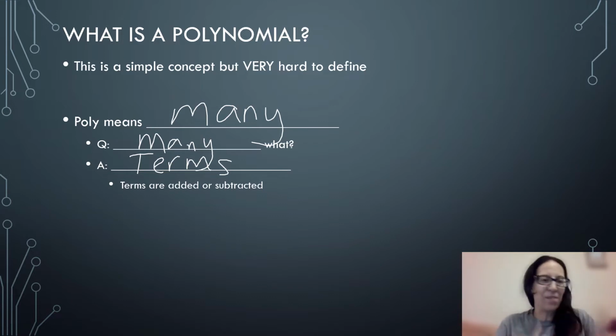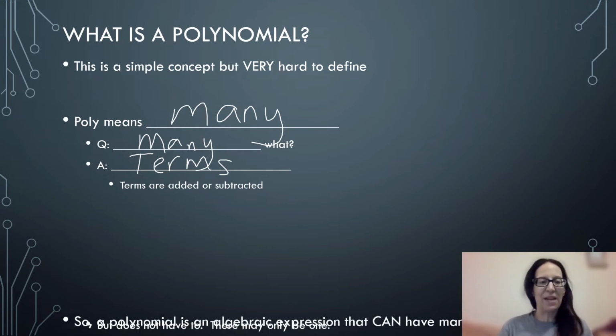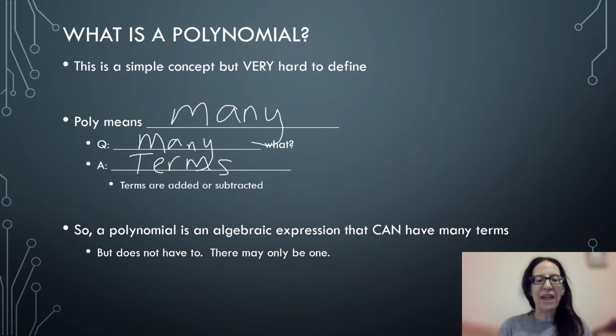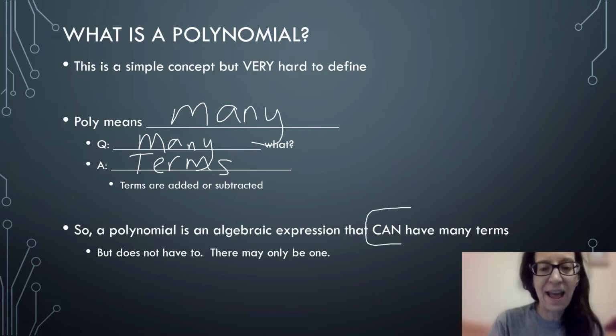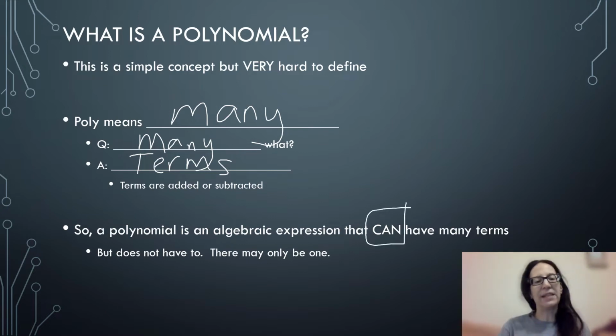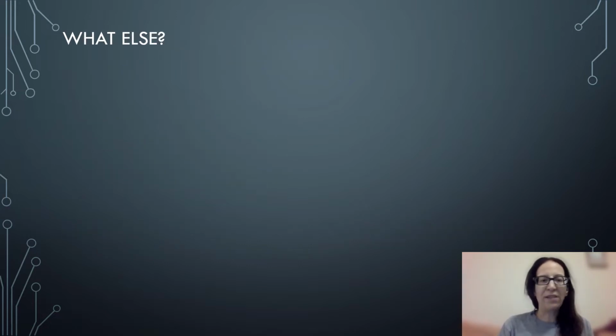Now, there are some other provisions that we have to get in there. A polynomial is an algebraic expression that can have many terms, but I need to point out it does not have to. There may only be one term in your polynomial. So the prefix poly is simply opening up the possibility that there could be many terms, but it's not a requirement for something to be a polynomial. It is possible that it will only have one term in it.